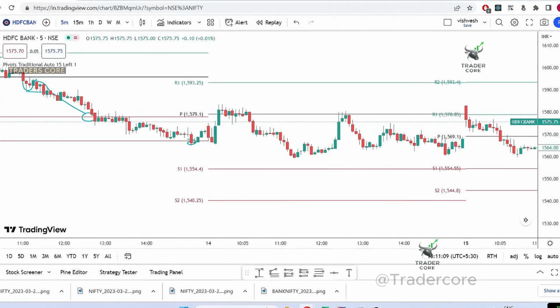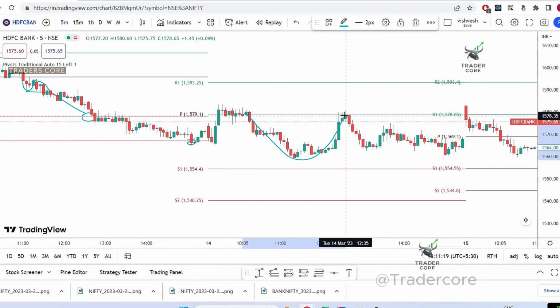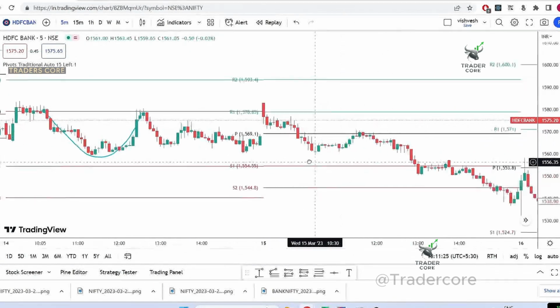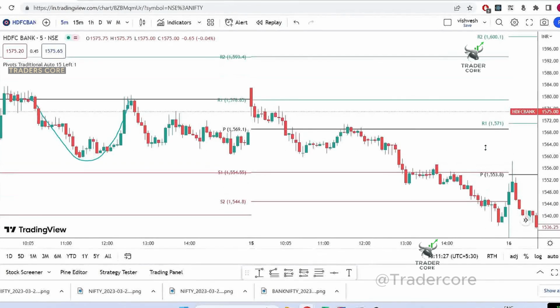The next day you will notice that there is no entry here. There is no entry here because the pullback itself was pretty late. So we can see that the market came down, and then there was a pullback, but it was a very big pullback, so we will not take any entry. So no trade on the next day. Let's check if we get any trades on the third day.